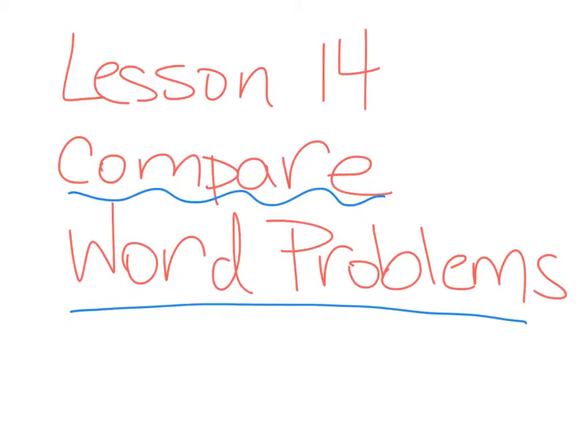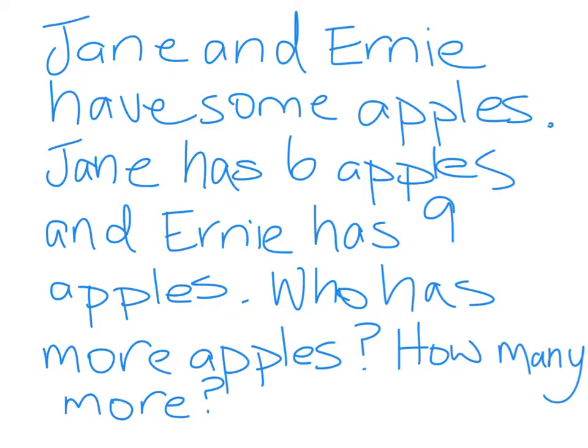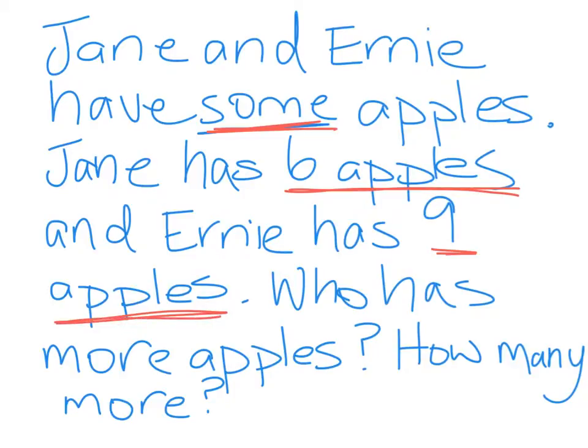So the first thing I want you to look at is the following question, and I want us to read this word problem together. Jane and Ernie have some apples. I'm going to underline the word some. I don't know how many, but I know it's a certain amount. Jane has 6 apples. I'm going to underline 6 apples. That sounds important. And Ernie has 9 apples. So I know Ernie has 9. I'm going to underline 9 apples. My question I'm asking is who has more apples and how many more?